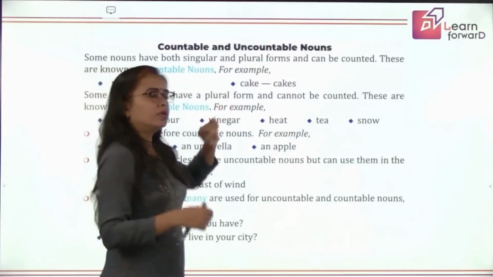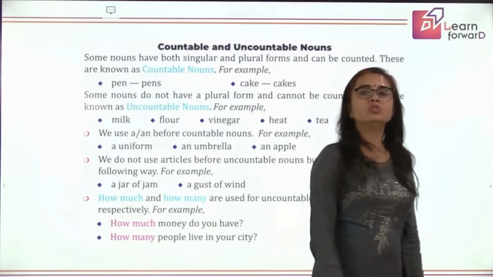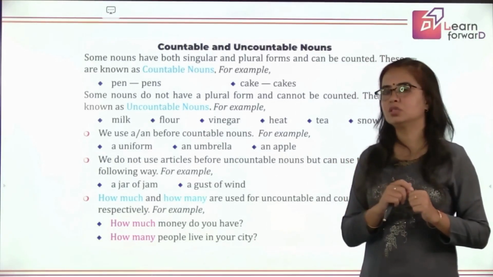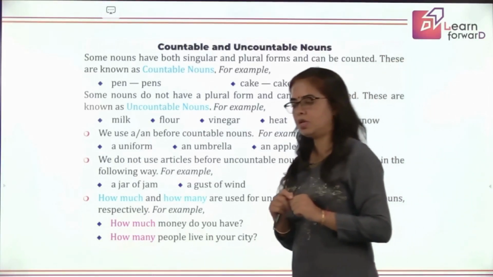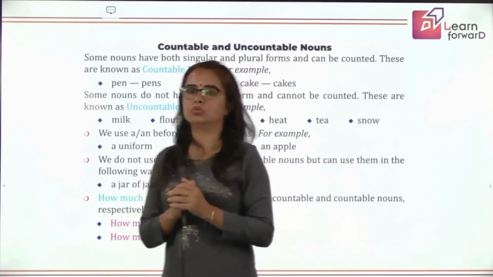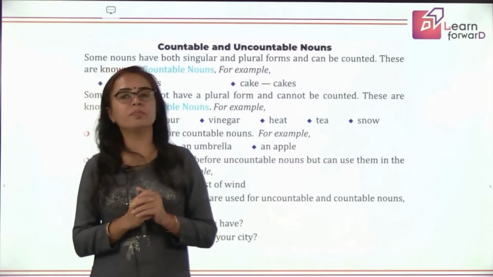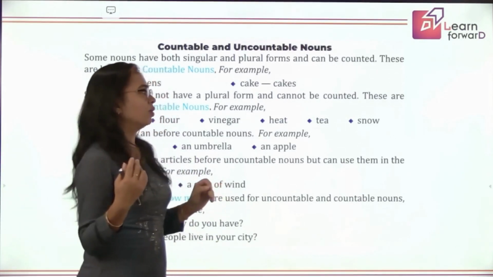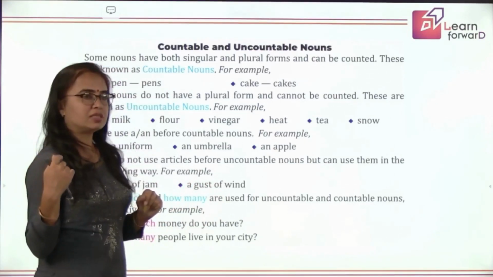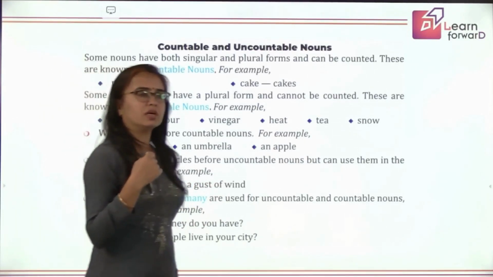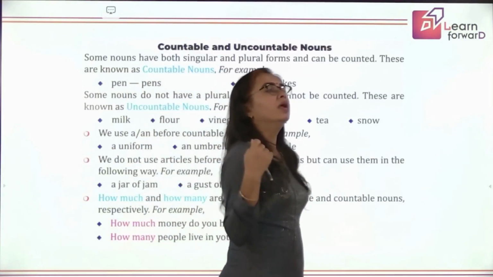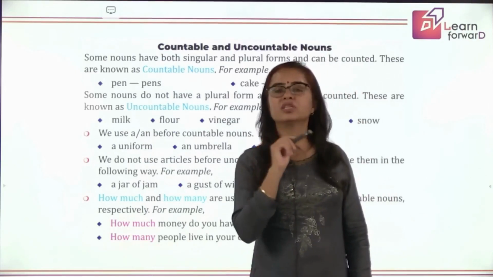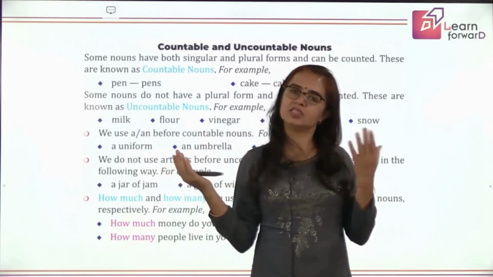Now, as the word suggests, students, countable means you are able to count. That means you can count them. And uncountable means you cannot count them. What you have to remember is, why do we study countables and uncountables with singular and plural? Because it is only the countable nouns that can be put as singular and plural.